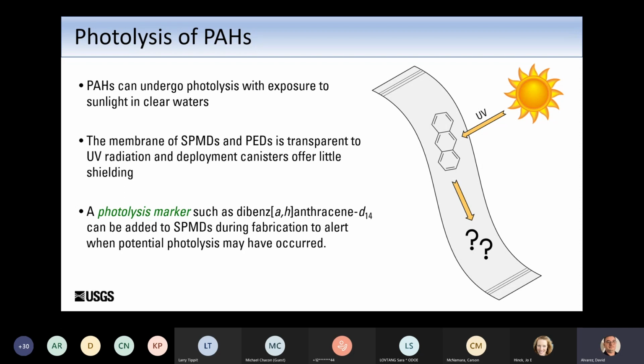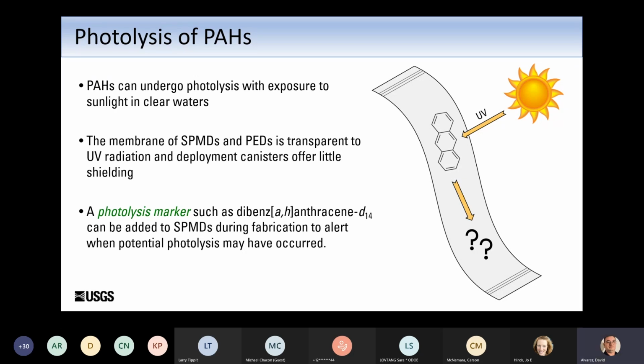Commonly used protective deployment canisters offer some shielding, but really not very much. So there are different techniques that people can use to protect samplers from light. It's much easier to do and protect them in a lake than it is in a stream or river. Generally, what we do to help monitor for potential degradation is to add a photolysis marker to the sampler during construction, much like a PRC. The one most commonly used is deuterated dibenz[a,h]anthracene.